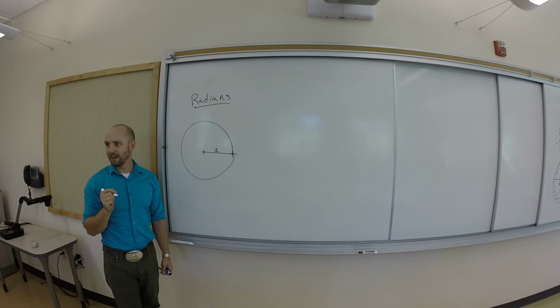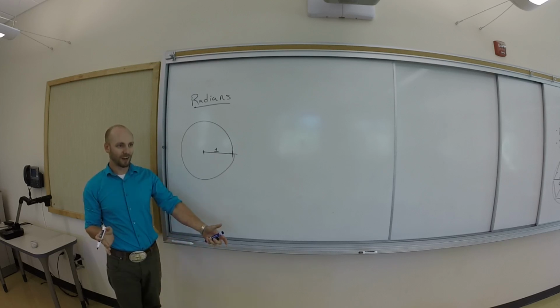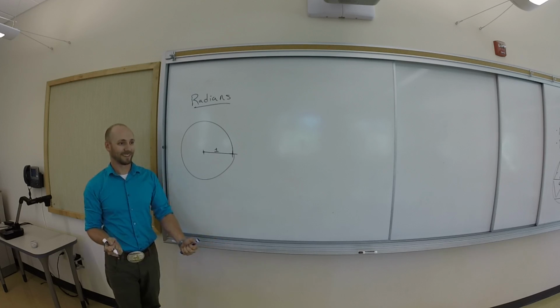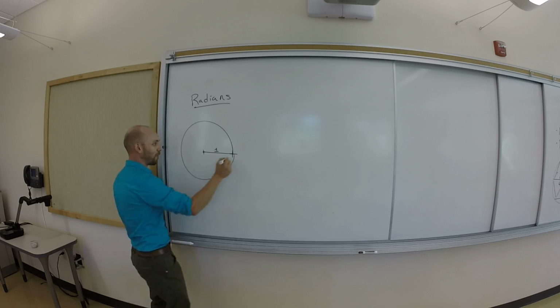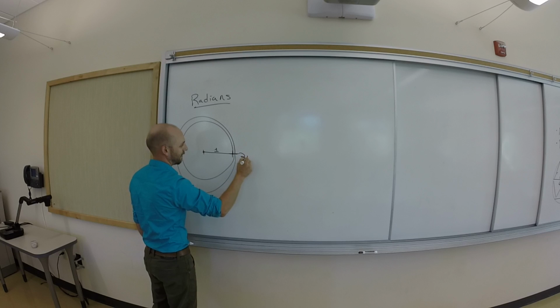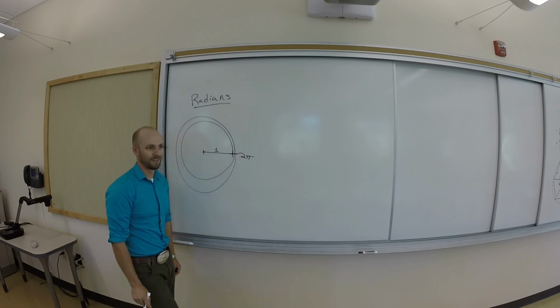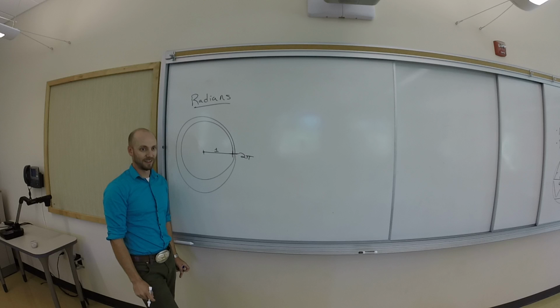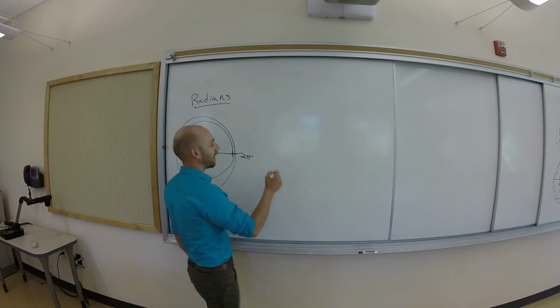If this thing is laid out on the ground, obviously I could measure how far it is around it. It's 2 pi walking around it. You see that? That distance is 2 pi all told. Okay, so here's how we're going to measure angles.